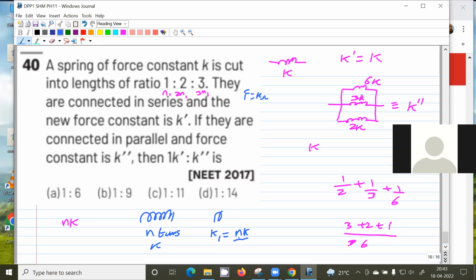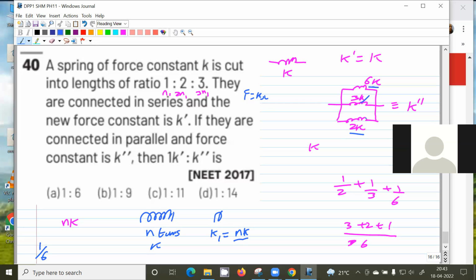Here n is the number of turns of the spring. The original spring has got n turns. In the second case, it will have n by 6, 1, 2, right? So the total parts is 6. So this is 1/6 of that, so it will be 6 times k. This one will be 3 times k, and this will be 2 times k. That's what I've written here.